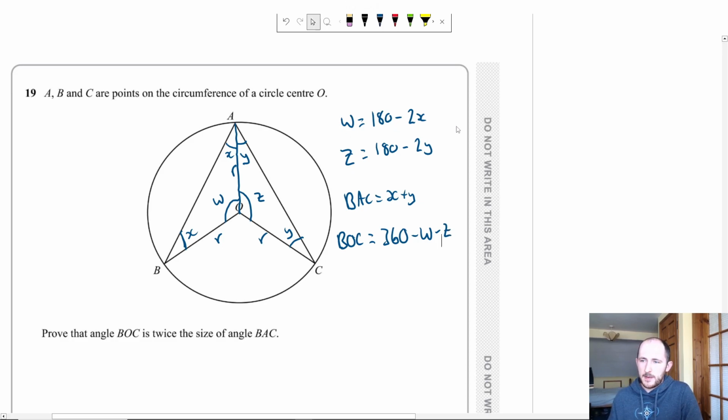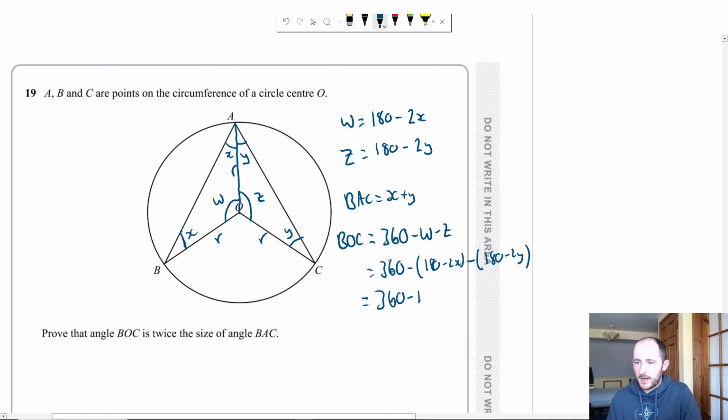Now, if we sub in our equations for W and Z, we get 360 minus, we're going to use brackets because don't forget all of it's going to be negative, 180 minus 2x minus Z, which is 180 minus 2y. So this would be 360. Actually, I'm going to write it out super clearly. I'm just going to write the full thing out.